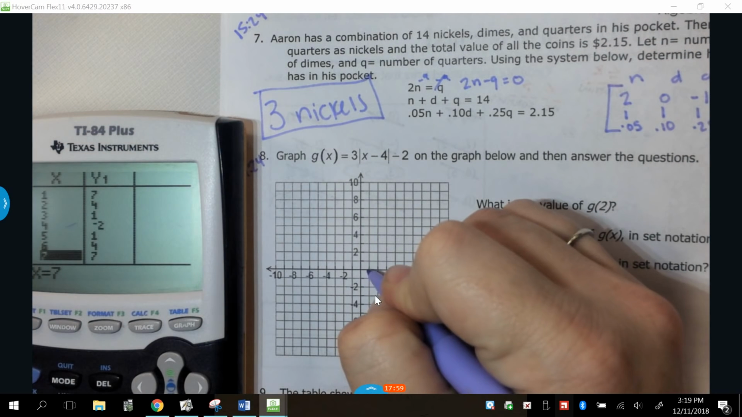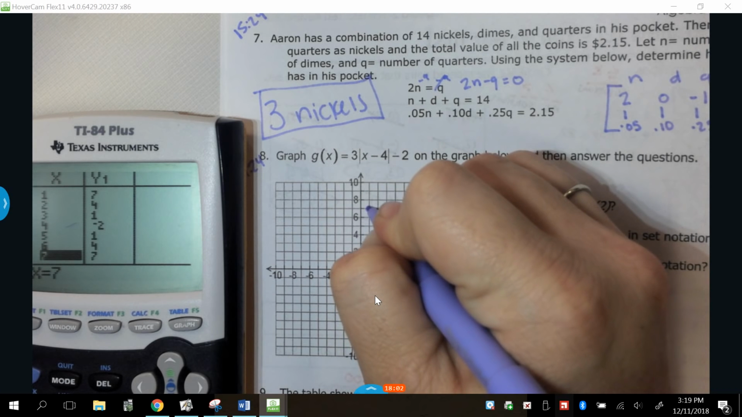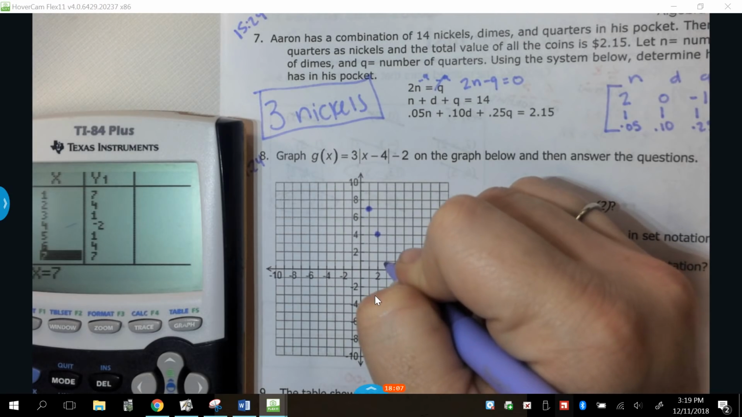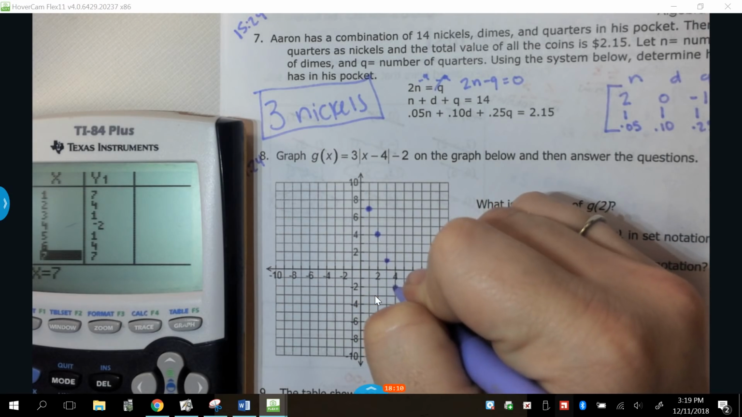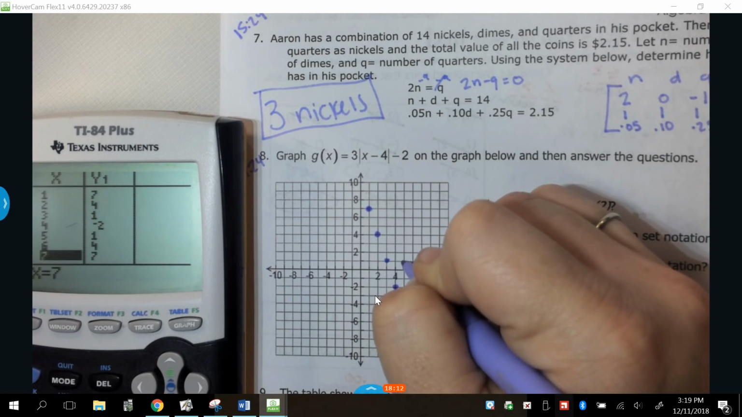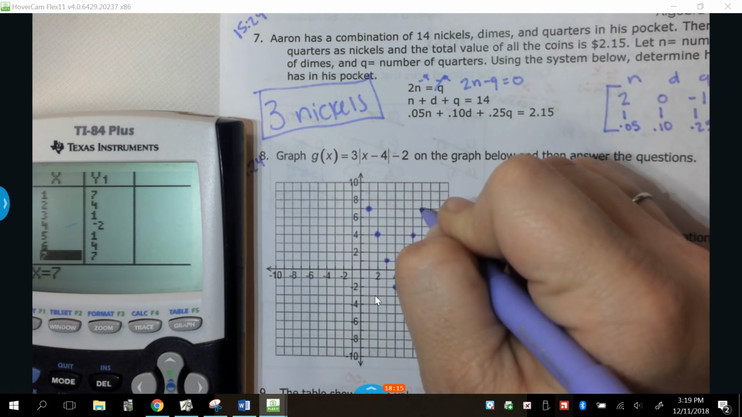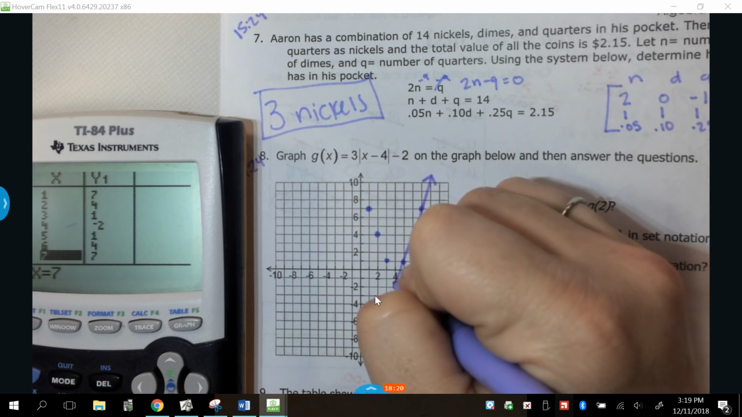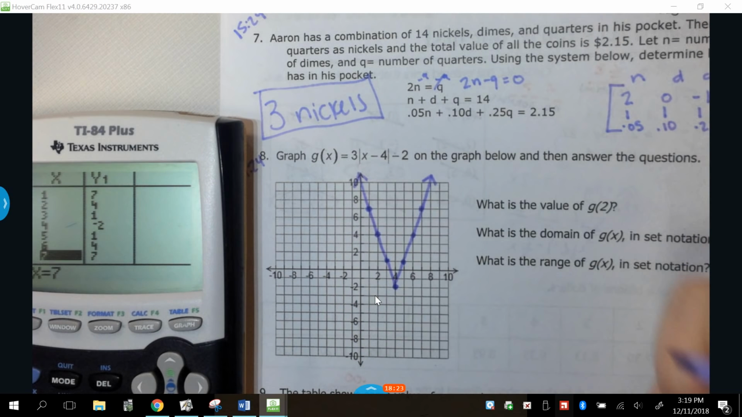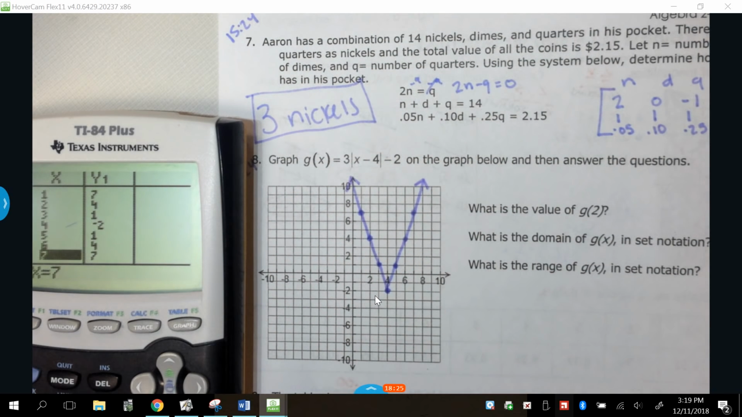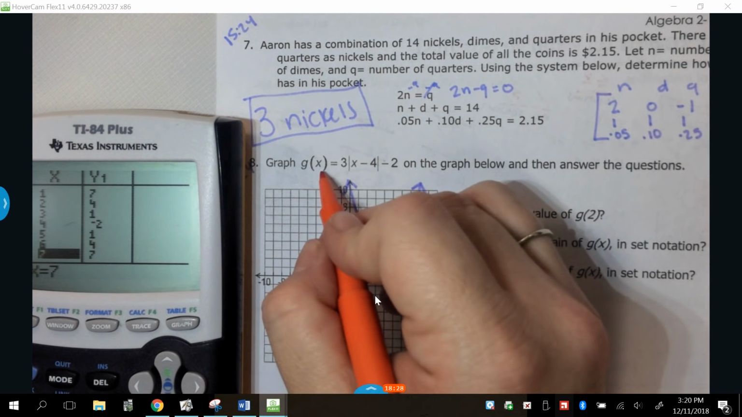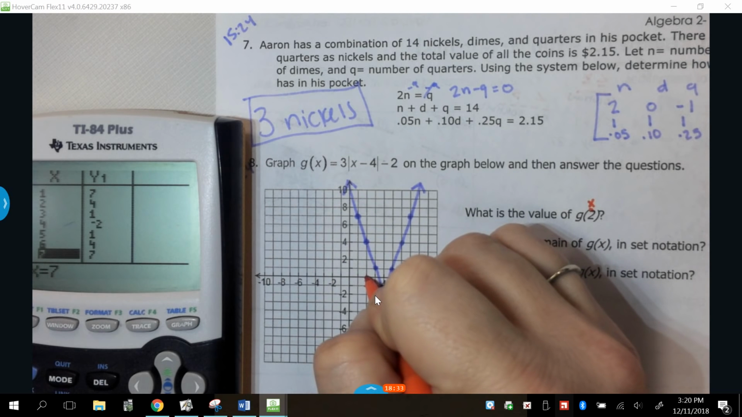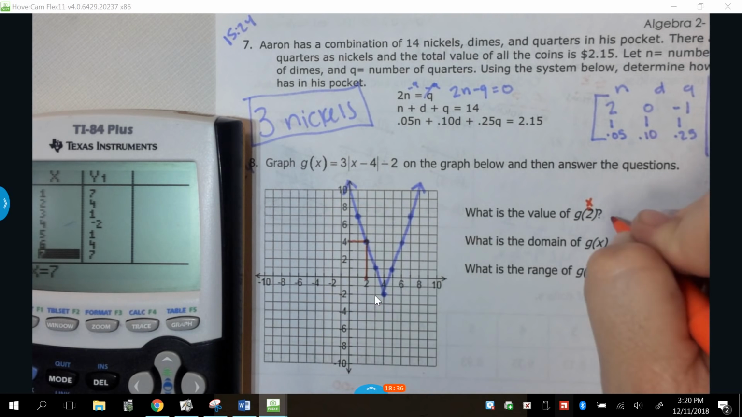So 1, 7, 2, 4, 3, 1, 4, -2, 5, 1. So here is my absolute value. Okay, it says what is the value of G2? Well, I want you to realize G of X, so this is telling me X equals 2. So where X is 2 is here. What's the height? It's 4.